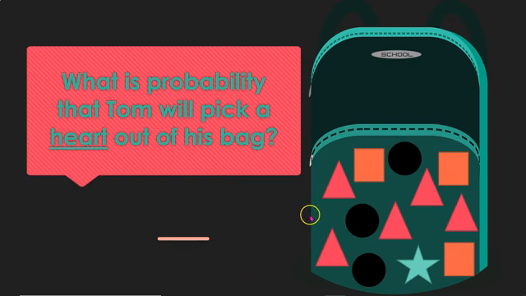Next, we're going to look at the probability that Tom will pick a heart out of his bag. There aren't any hearts in his bag, so I'm going to use the number 0 as my numerator. And there are 12 shapes, which means that 12 would be my denominator.